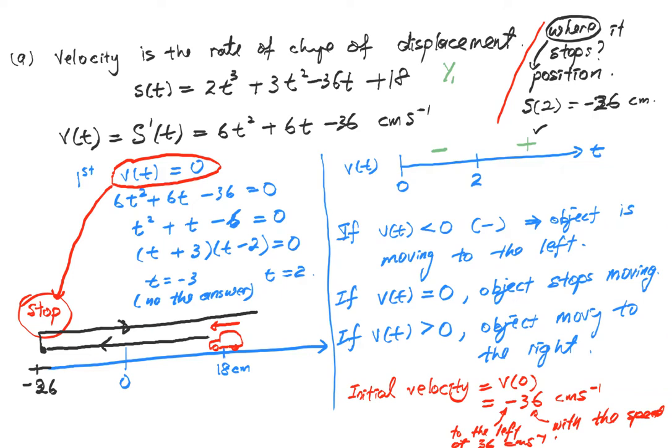So if the question asks when the particle changes direction of motion, what must you do first? You must find the velocity equal to 0 first, find the time, then you draw the sign diagram. Then you see when it changes the direction. Bear in mind, stop is a must before you can change the direction. But if you stop, it doesn't mean it will change the direction.